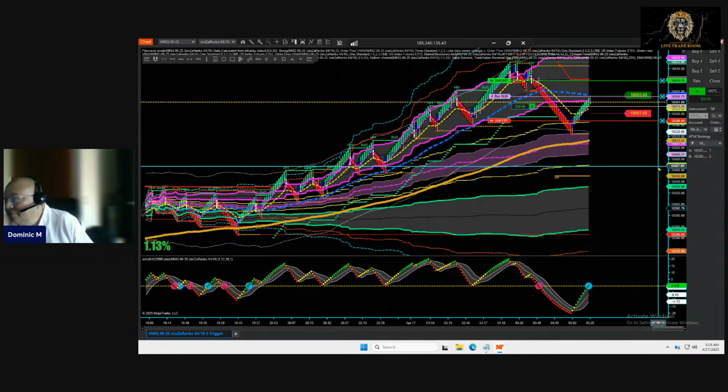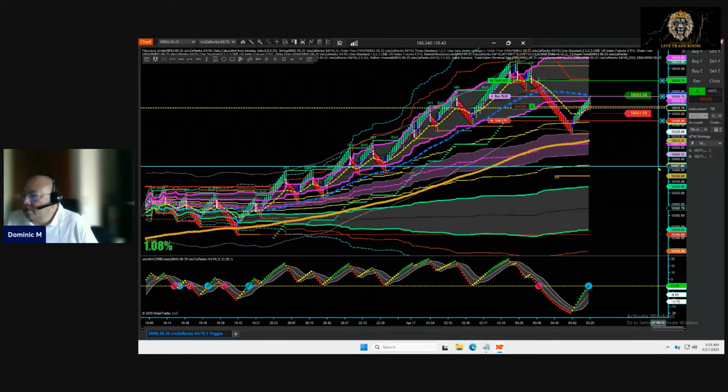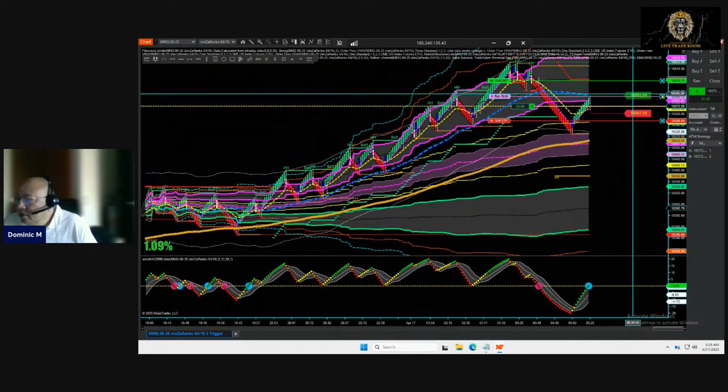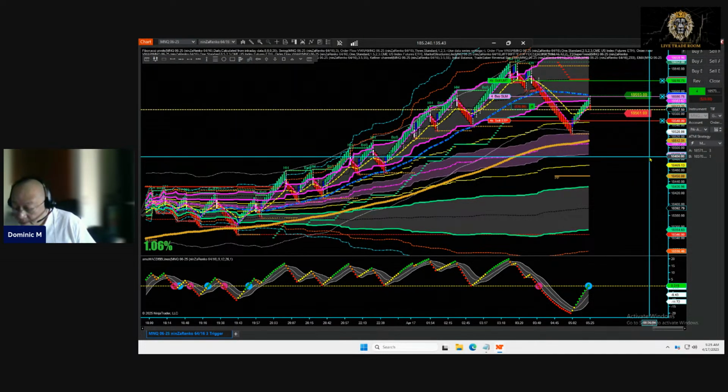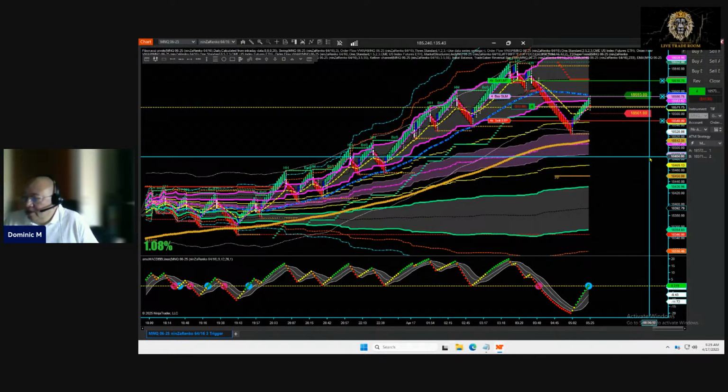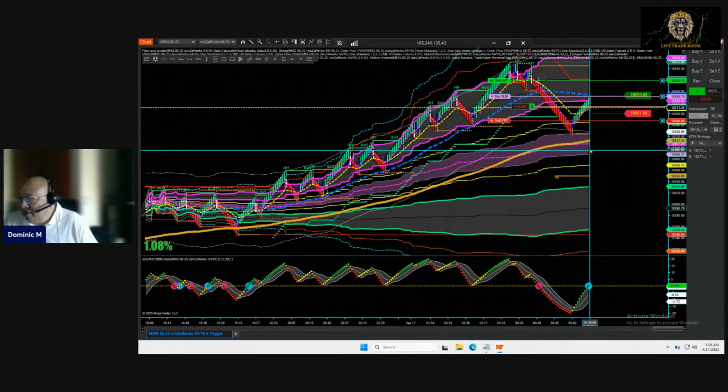See, that's what it might be doing. Yeah, that's what it looks like it's going to try to do. That's fine. We'll see. If we see a reversal bar here, then I'm out. If we see a reversal bar here, it's definitely going to test the VWAP.